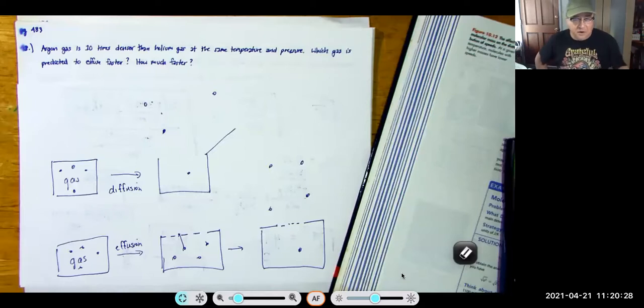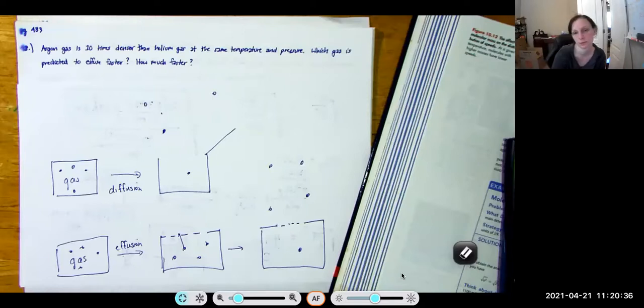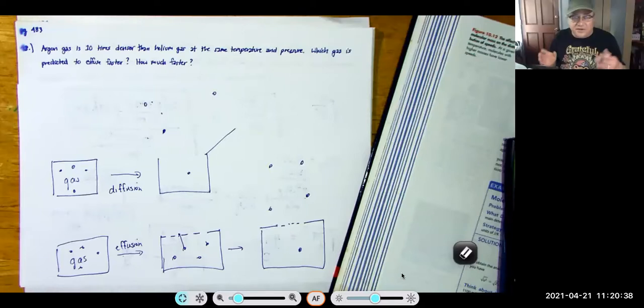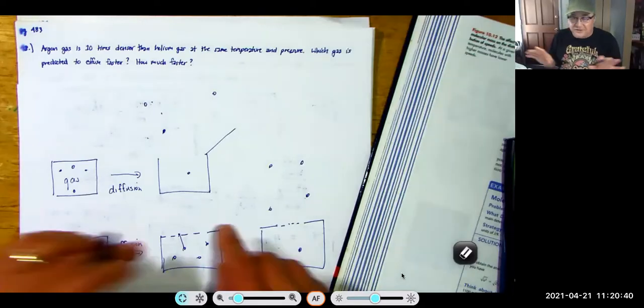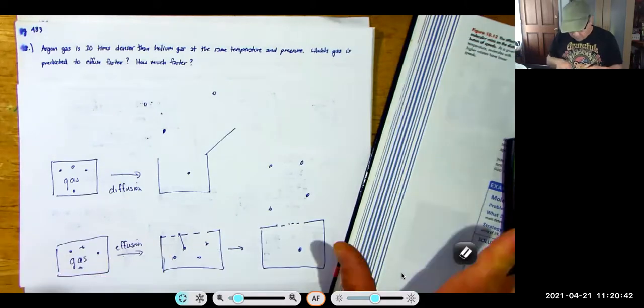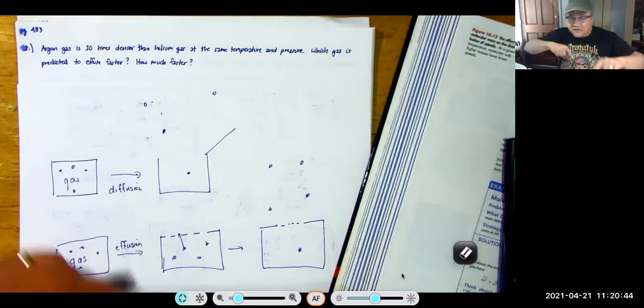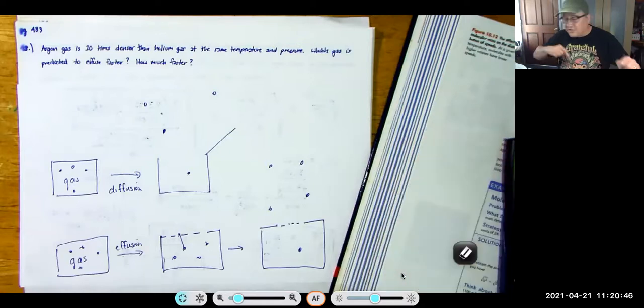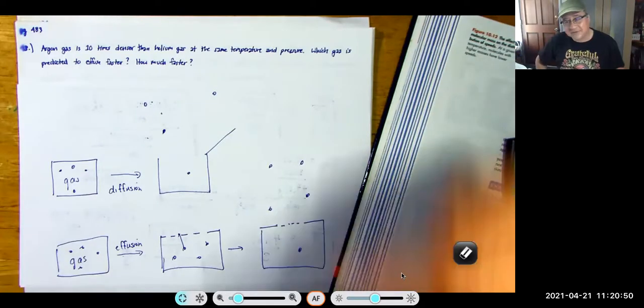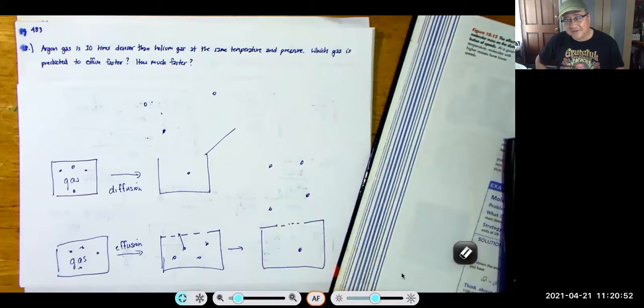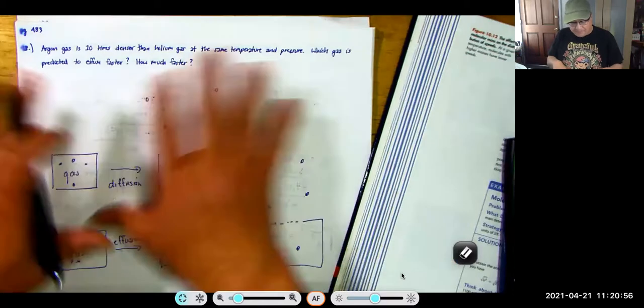Now, when we talk about diffusion and effusion, what's going to effuse or diffuse faster? Small gas particles or large ones? Small. Why? Because they move faster. It has nothing to do with their size in the hole. It has to do with the fact that they're going to move around in the box faster, so they're likely to hit a hole faster and effuse faster. Makes sense. Okay. So that's what effusion is all about.